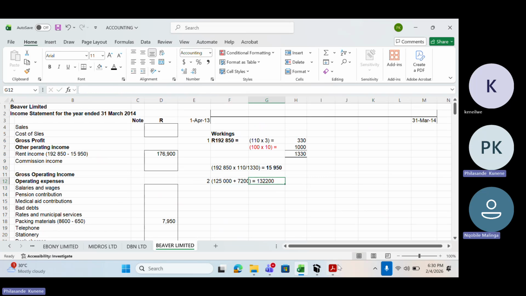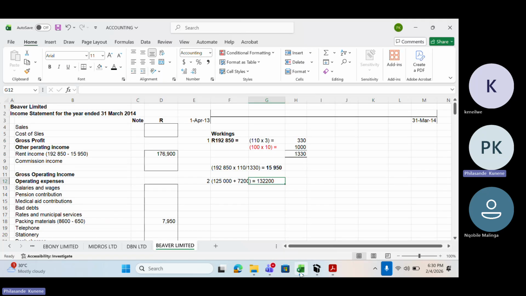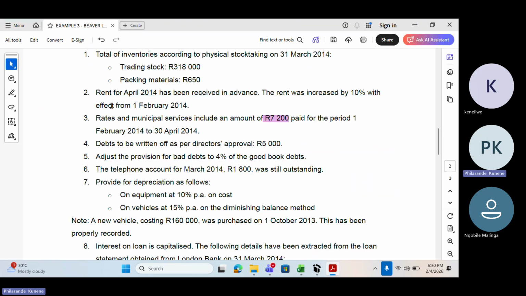Okay, I want us to go back to the transaction first and look at something, Smanga. I want us to read the transaction properly and see if what we did here is correct. I don't want to disagree with you, but they're saying here, rates and municipal services include an amount of 7,200 paid for the period of February 2014 to 30 April 2014.